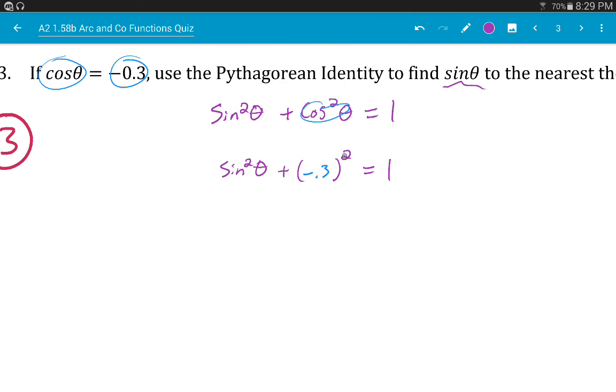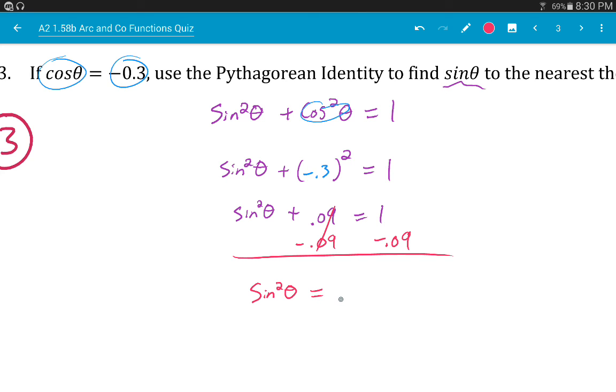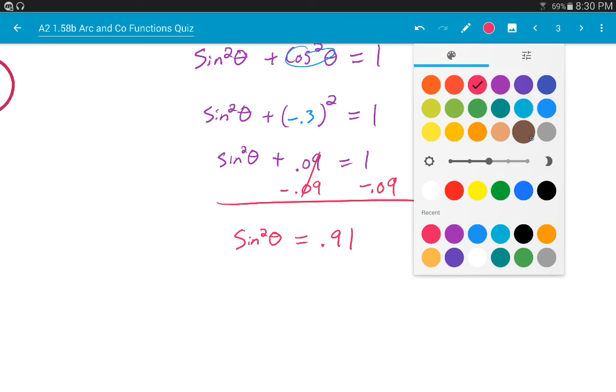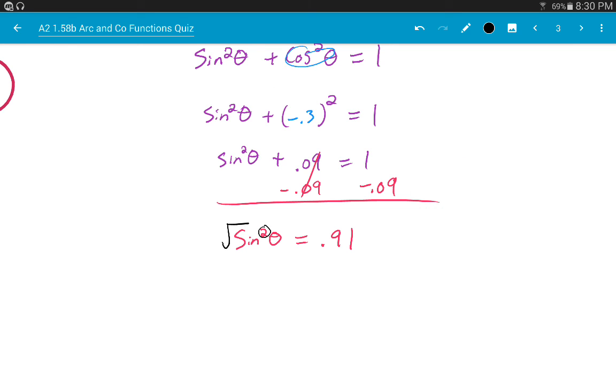So let's see. Negative 0.3 squared. That's going to be 0.09. So sine squared theta plus that is equal to 1. I'm going to want to subtract 0.09 on both sides. I get that sine squared theta equals 0.91. And I need to get rid of the square. And how do I do that? By square rooting.